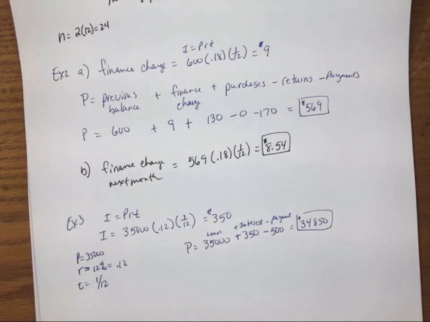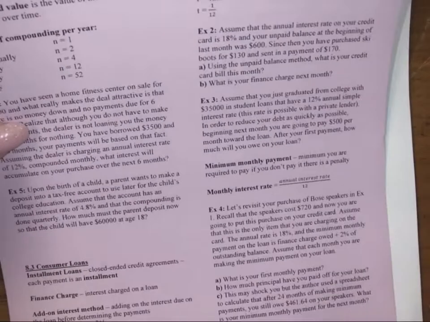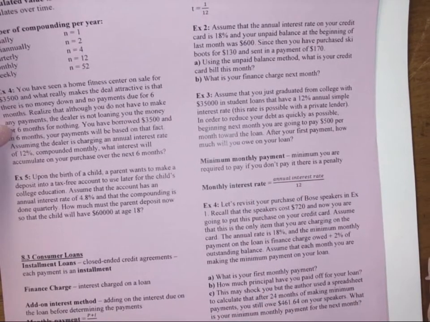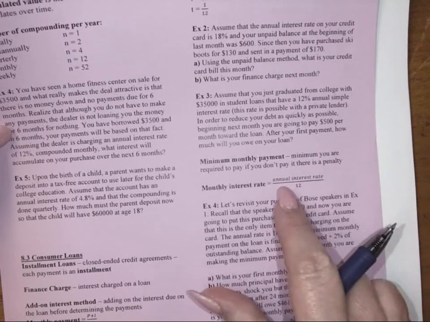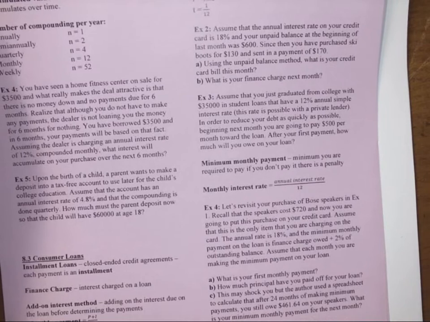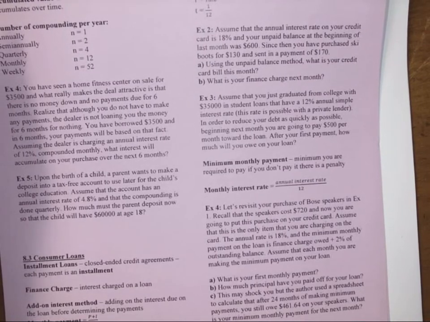So that's how much we owe on our student loan after we make one payment. All right, so the next thing we're looking at is the minimum monthly payment. Minimum, you're required to pay. If you don't pay it, there is a penalty. So you can pay a minimum and you can pay more than that. So this is what's required of you. The monthly interest rate is the annual interest rate divided by 12.